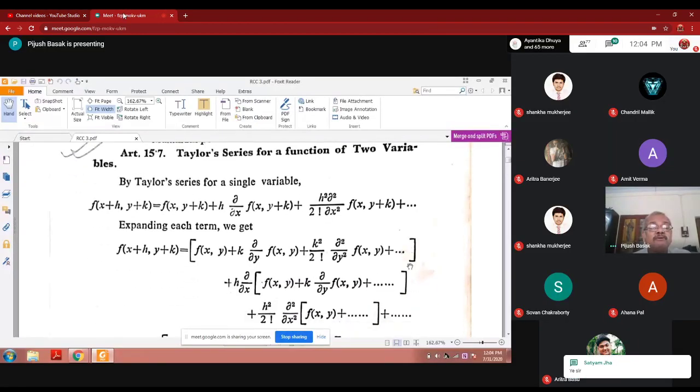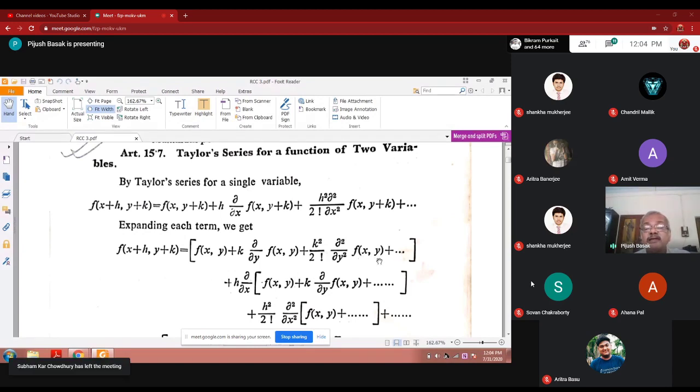So now what we'll do is expand this f(x, y plus k). Expand the first term, then it will be f. Now expand in terms of y also. So it will be f(x, y) plus k del y of f(x, y) plus k square by factorial 2 del square of f(x, y) plus dots. This is the first term. Then h into del x of f(x, y) plus k del x of f(x, y) plus dots.